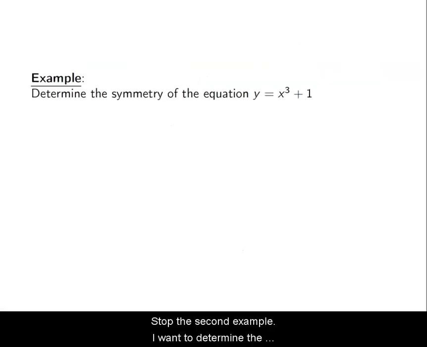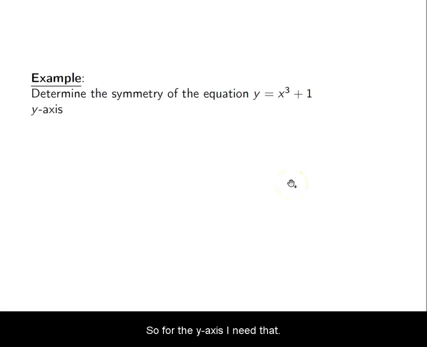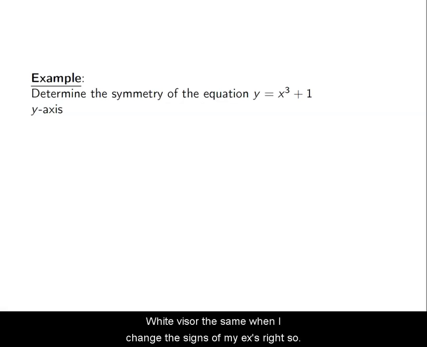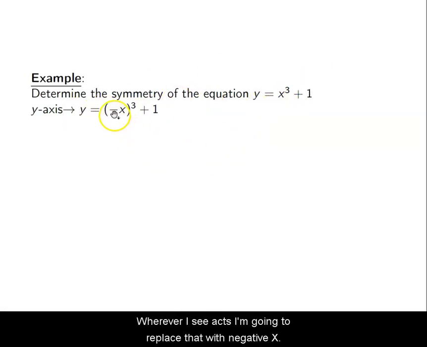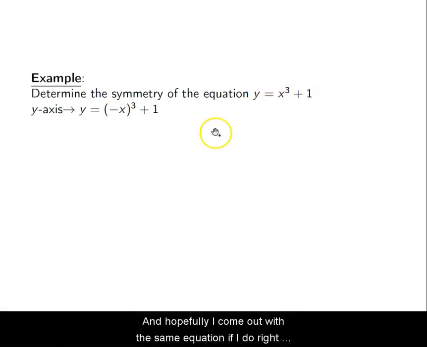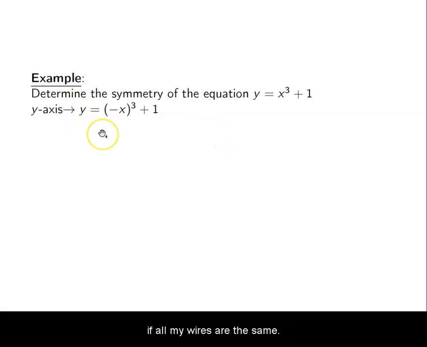So let's look at an example. I want to determine the symmetry of the equation y equals x cubed plus 1. For the y-axis, I need that the y values are the same when I change the signs of my x's. So wherever I see x, I'm going to replace that with negative x, and hopefully I come out with the same equation. If I do, if all my y's are the same, then I have symmetry across the y-axis.